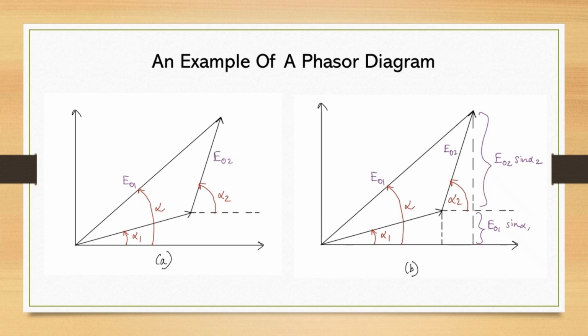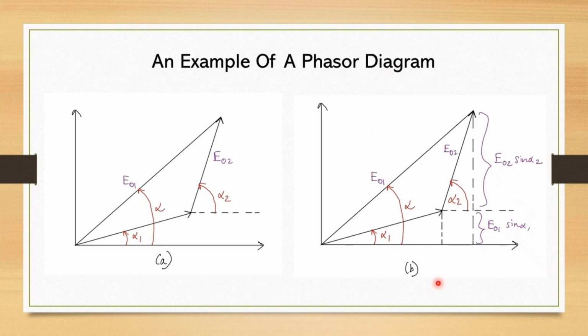In this example of a phasor diagram, we can see that there are two phasors, E01 and E02. E01 has a phase angle of alpha 1 and E02 has a phase angle of alpha 2. Since AC quantities can have different phase angles, we cannot add them like normal numbers. Instead, we treat them as vectors and add them geometrically. When the two phasors are added using vector addition, we obtain the resultant phasor E0. This resultant has its own magnitude and phase angle alpha, which represents the combined effect of the two AC sources.